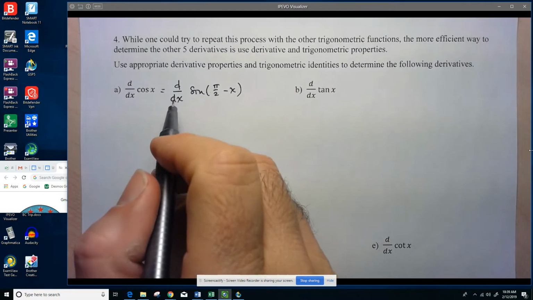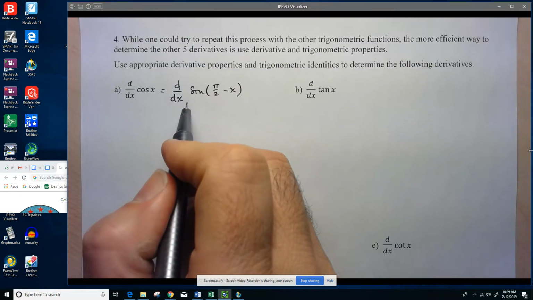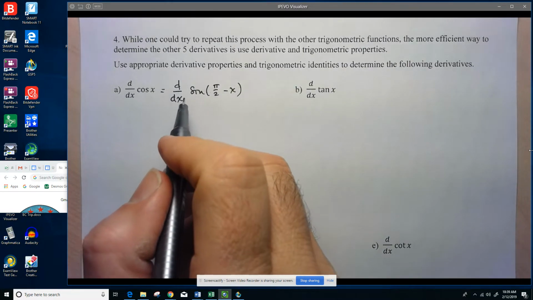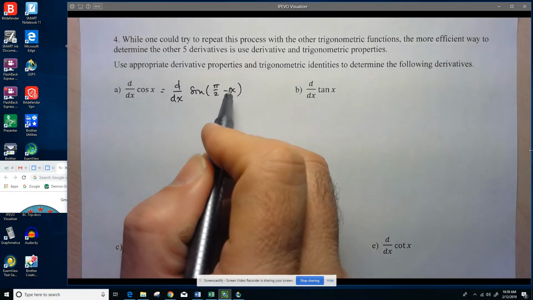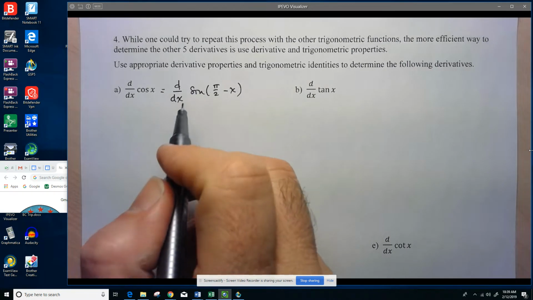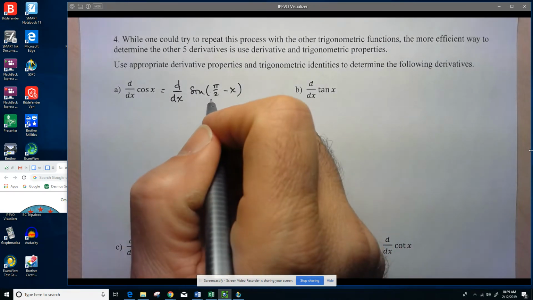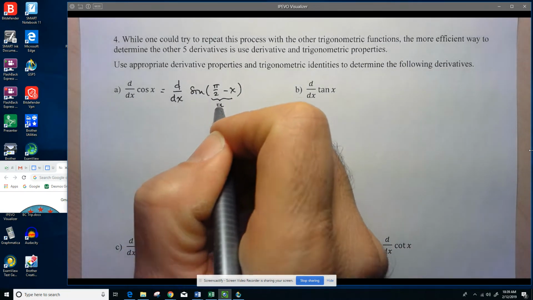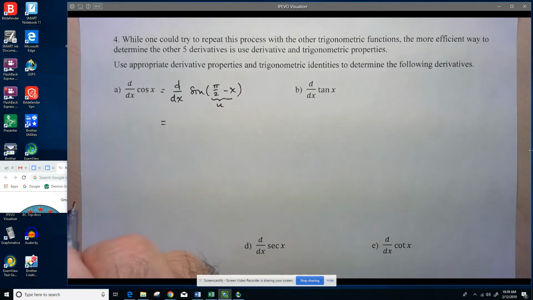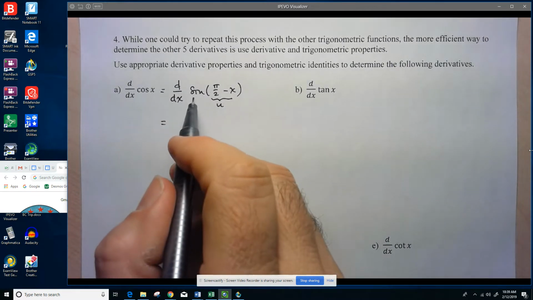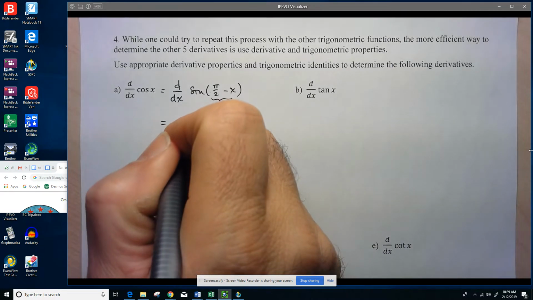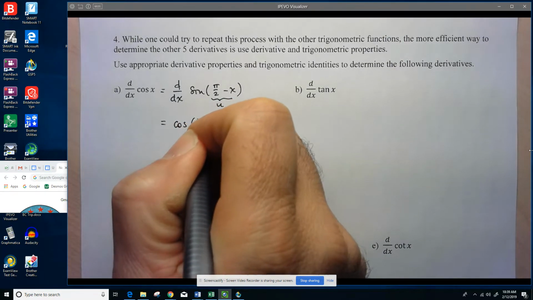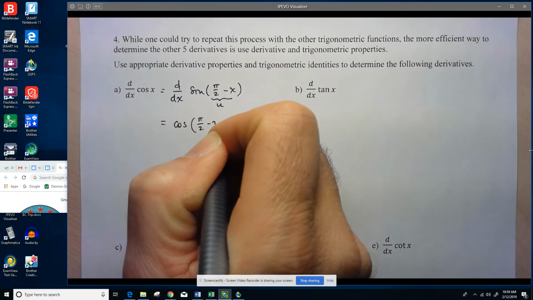But that's useful because now I can actually take this derivative. Now I need to use more than just the derivative of sine, because this is not sine x, it's sine of a more complex input. In other words, I'm going to have to use the chain rule here. So if we let this represent our u, first let's take the derivative of sine u with respect to u, and we already found out that's going to be cos u. So cos of u, and u is pi over 2 minus x.